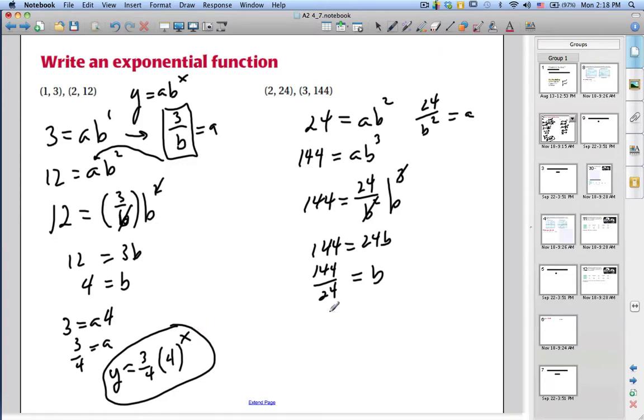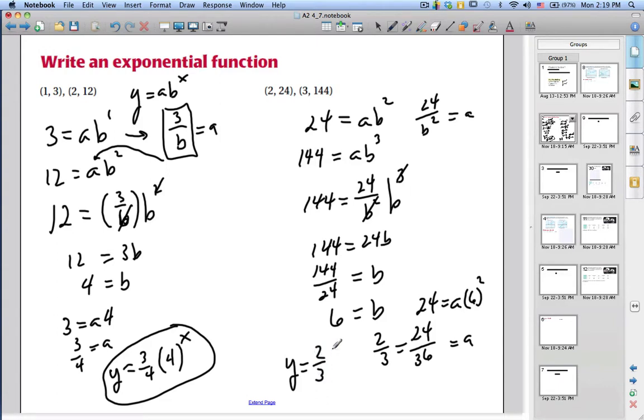Which is 6. So 6 is equal to b. If I plug the 6 back up here, I'll have 24 is equal to a times 6 squared. 6 squared is 36, so 24 divided by 36 would be equal to a, and that's going to simplify to be 2/3. So when I write my equation, y would be equal to 2/3 times b, which is 6, to the x power.